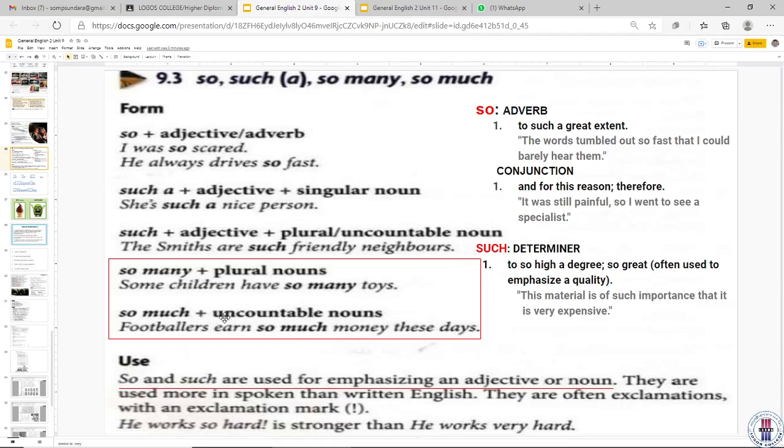I don't know if you learned count nouns and uncount nouns. If it's a count noun, you have to say so many, like toys. You can say 1 toy, 2 toys, 3 toys, 4 toys. So those are count nouns. We say so many. So it's like saying very many toys, a lot of toys. So many toys. But if it's an uncount noun like money, you can't say 1 money, 2 monies, 3 monies. So then you would say so much.